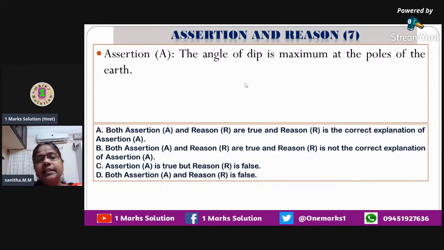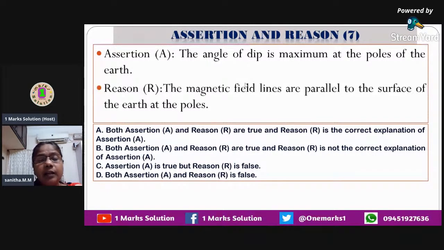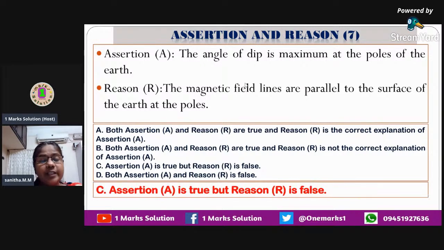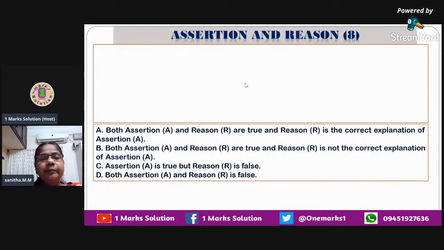So B sine delta is equal to B. That means maximum. So what is sine delta? 1. If sine delta is equal to 1, what is delta? Delta will be 90 degrees. So the angle of dip is maximum, that is 90 degrees, at the poles of the earth. We will go for the reason. The magnetic field lines are parallel to the surface of the earth at the poles. No. Magnetic field lines at the poles, we can say, are vertical. So what is the answer here? A is correct and the reason is false. The option is C. Now let us move on to the eighth one.